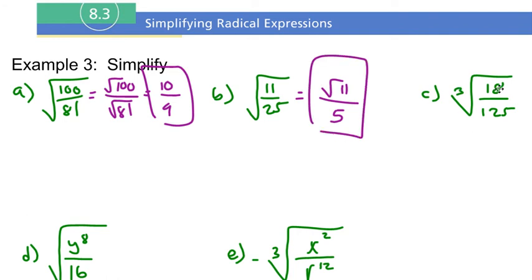The cube root of 18 divided by the cube root of 125. There is no nice cube root of 18, so we leave the numerator as the cube root of 18, because we can't simplify that. However, the cube root of 125 is going to give us 5. So we're able to simplify the denominator, but the numerator we have to leave as we see it.